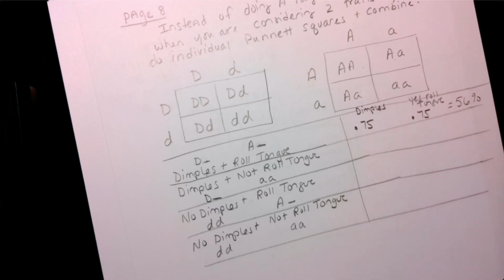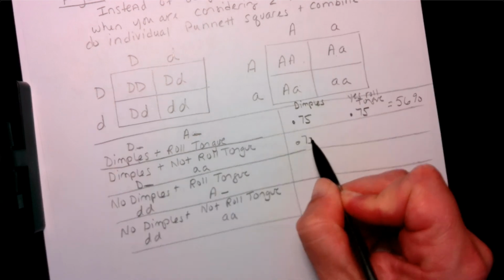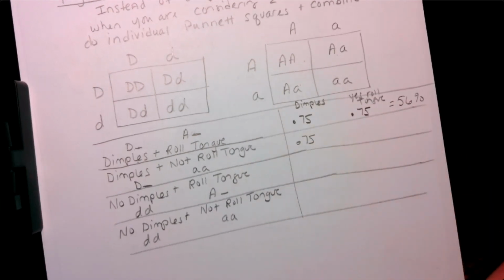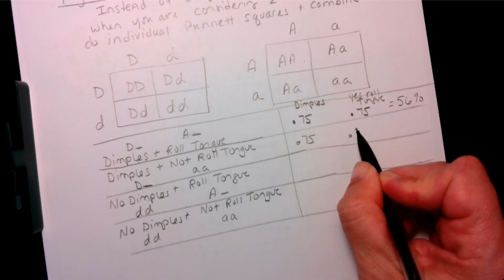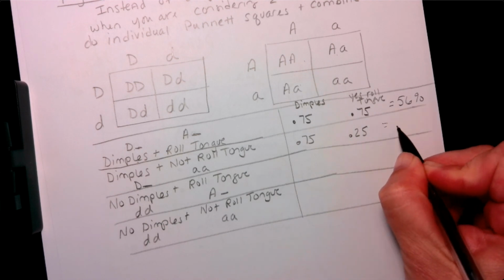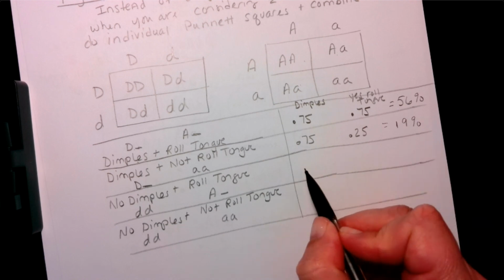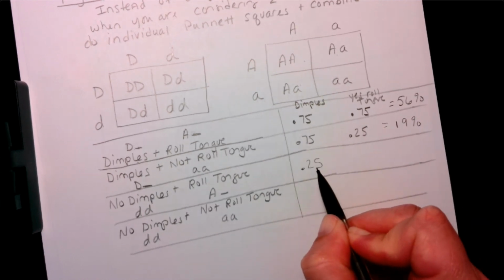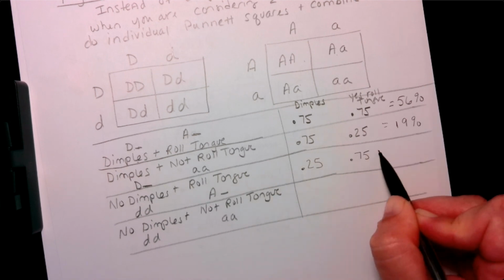If we're looking at what's the likelihood of getting dimples, we already know that's 0.75. And what's the ability to not roll your tongue? How many of these boxes have 2 little A's? Only 1. So that would be that one. So 0.75 times 0.25, that would be about 19%. And then if we look at the ability to not have dimples, that's 0.25. And the ability to roll your tongue is 0.75. That would also be about 19%.